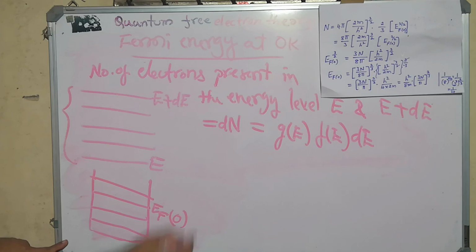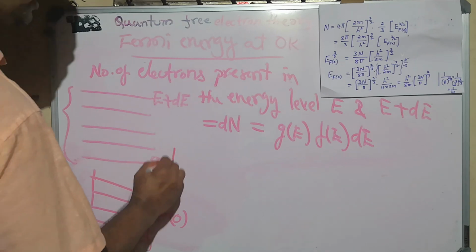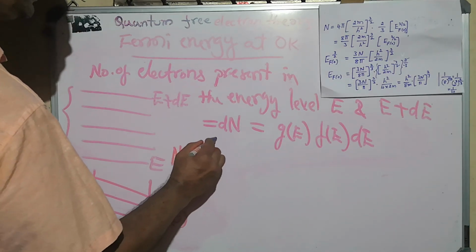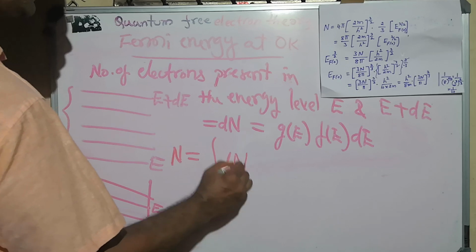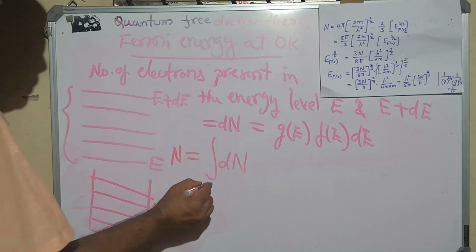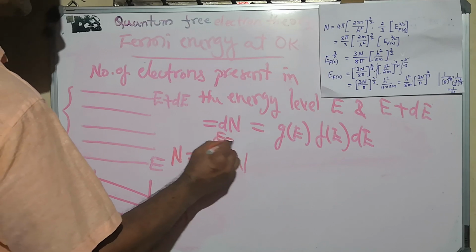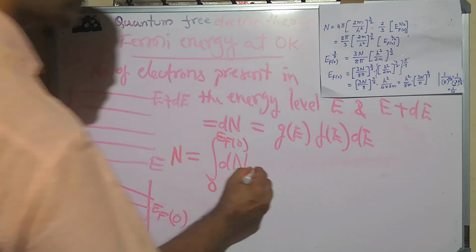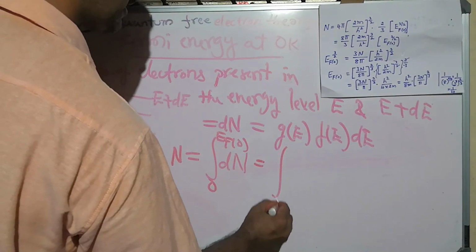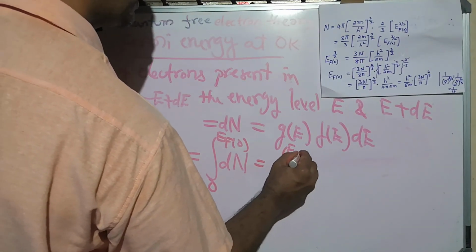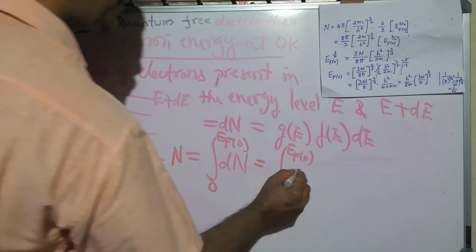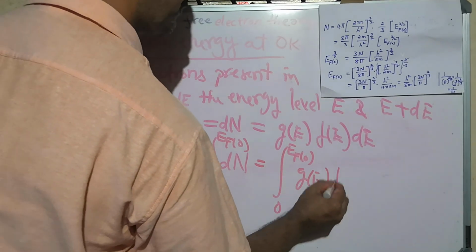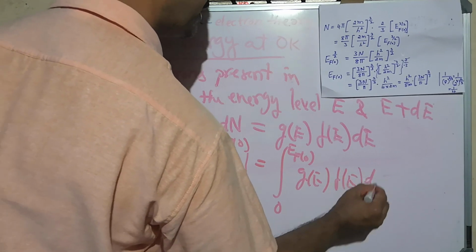What we have to do? To get the total number of electrons, we have to integrate this, from 0 to EF naught. So we can write this as the integration from 0 to EF naught of G of E into F of E into dE.